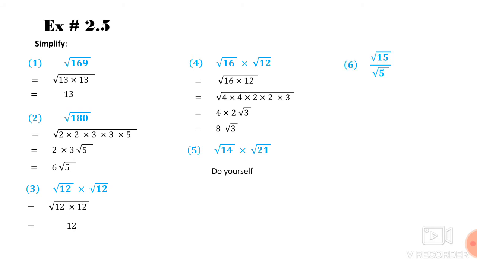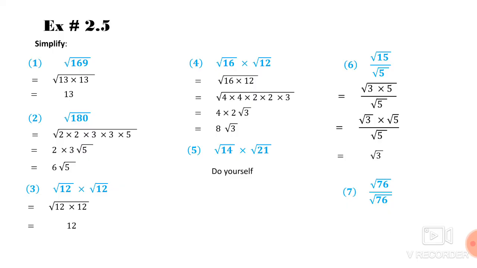Part 6, square root 15 upon square root 5. Here we can see that there are different numbers in the radical sign. So we can find the factors of both of them, or we can write them in one single radical sign according to the property. Both are the correct options. So factors of 15 will be 3 multiplied by 5. We can write it as square root 3 multiply square root 5. This square root 5 and this square root 5 will be cancelled out, and we will be left with only square root 3, which is the answer.